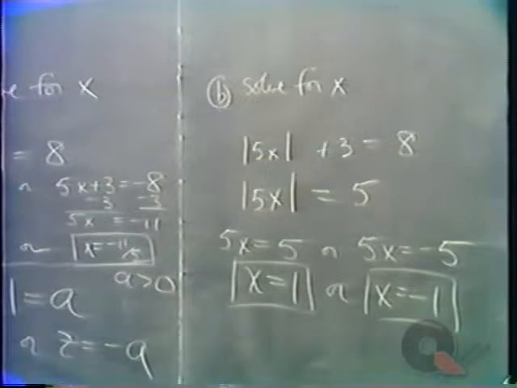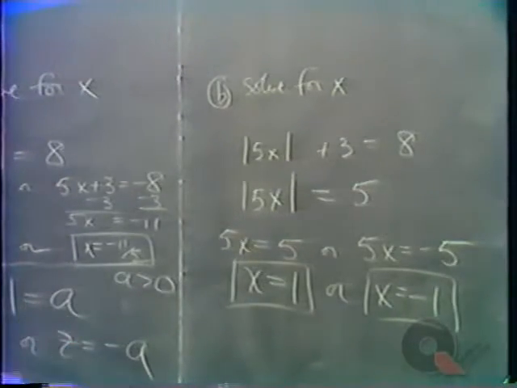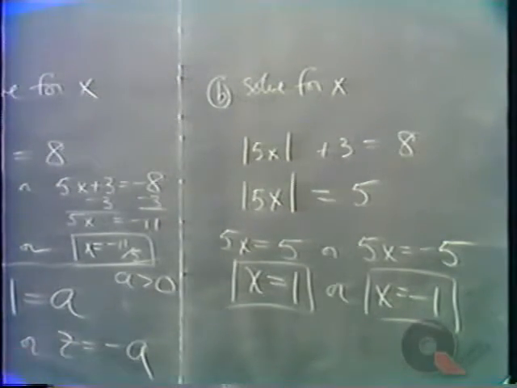So it is important that it should be exactly in this form. The absolute value of something equals something. Then you can say z equals a or z equals minus a.